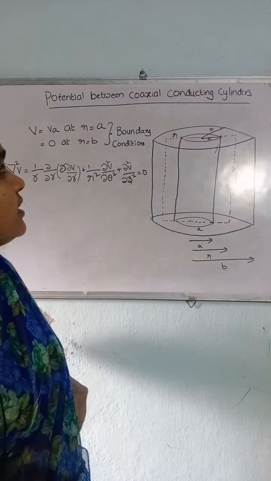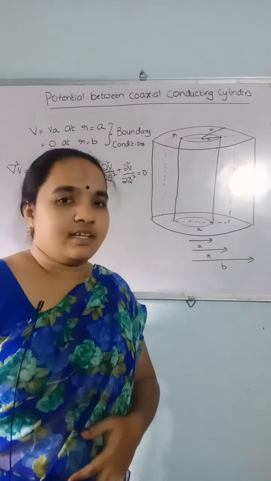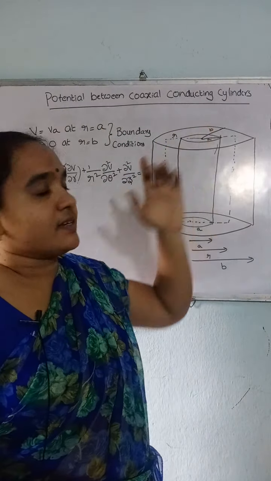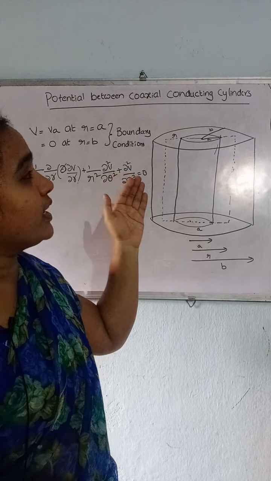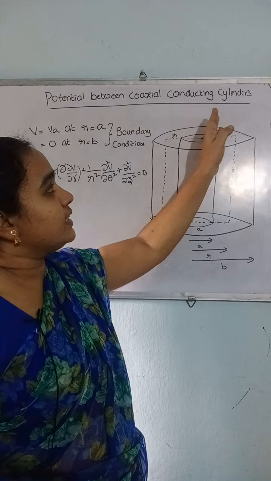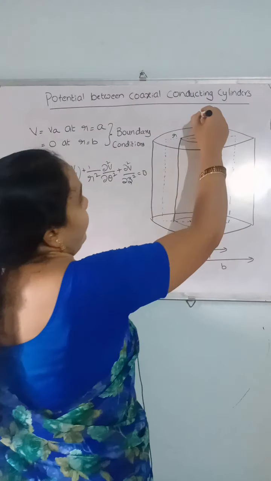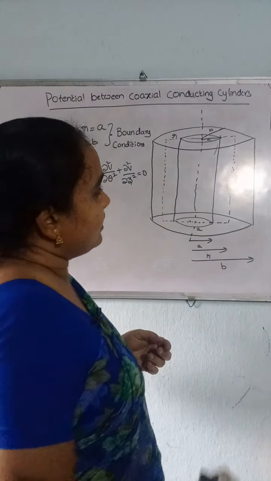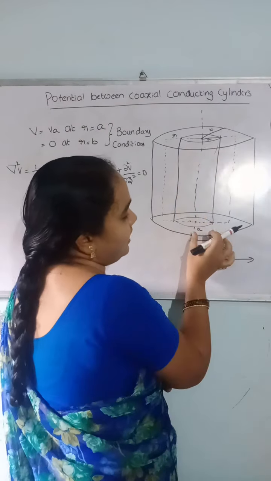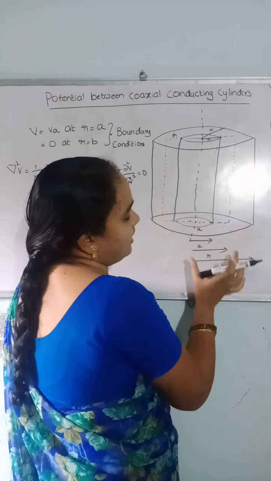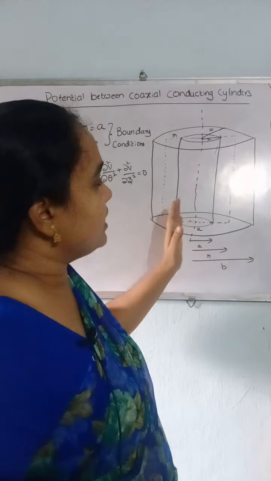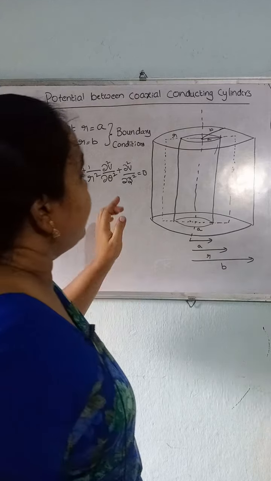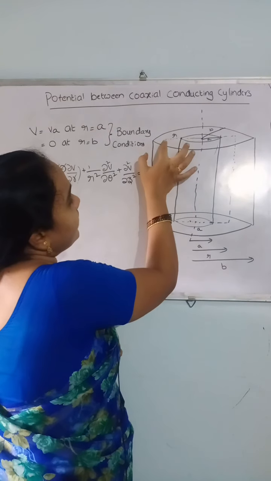Hello students, the next application of solution of Laplace equations is potential between coaxial conducting cylinders. So what is meant by coaxial? These two conducting cylinders have the same central axis. Let us consider the first cylinder having radius A and the second cylinder having radius B. So these two cylinders have a common axis. Our aim is to calculate the potential between these two cylinders.